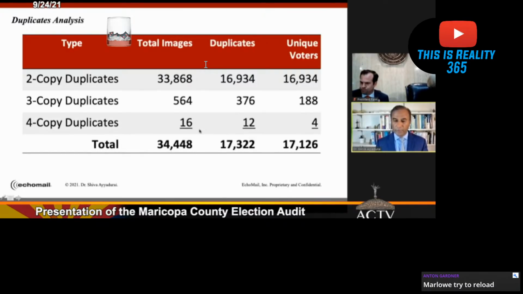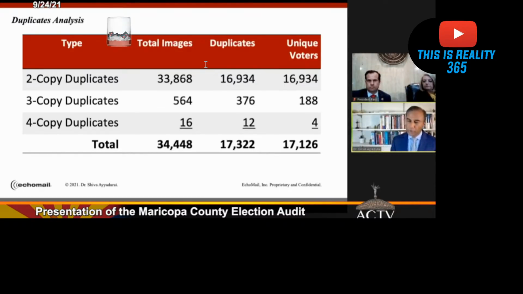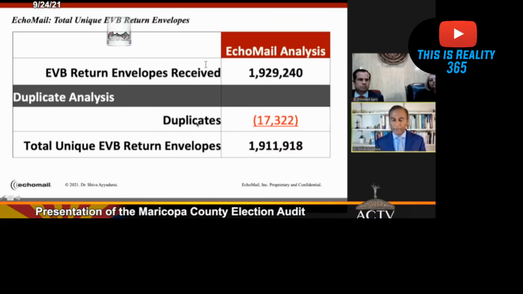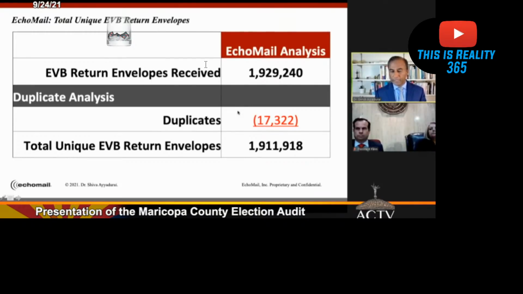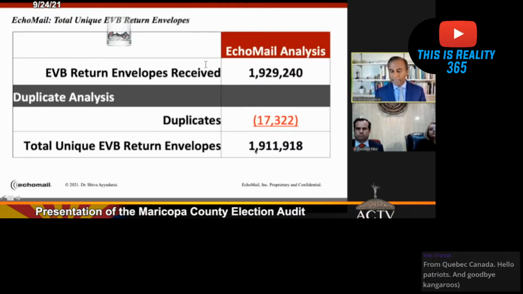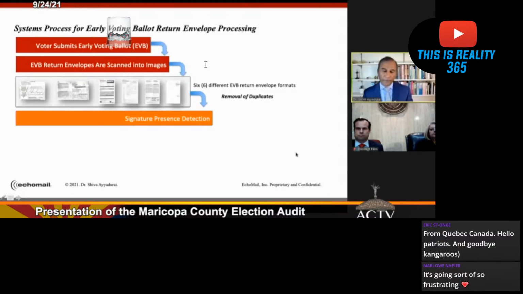So the total duplicates was 34,448 total images, of which 322 were duplicates, from 17,126 voters. This was, by the way, we'll get to, it was not reported in the report. So when you look at the first level of analysis on the data that we got, 1,929,240 EVB return envelopes received, we subtract out the duplicates, and then we have 1,911,918, okay?